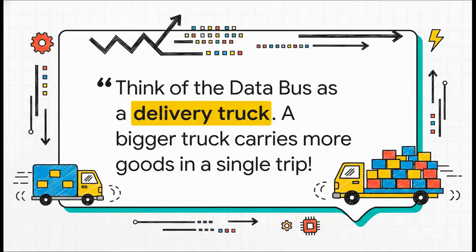A really great way to think of the data bus is as a delivery truck. The width of the bus, 32-bit or 64-bit, is just the size of that truck. A bigger truck can obviously carry way more stuff in a single trip, which makes the whole delivery process a lot faster.